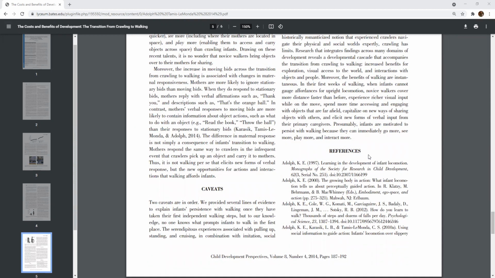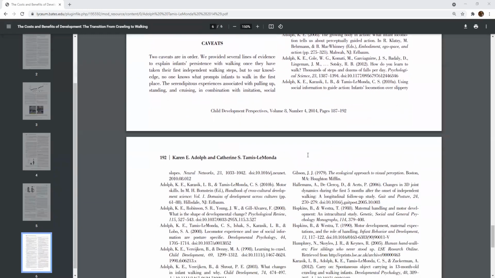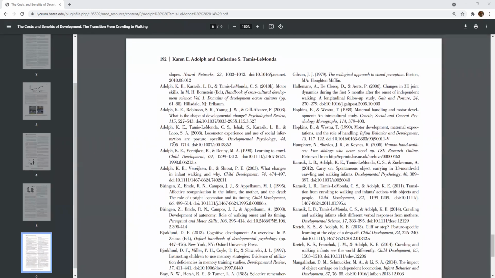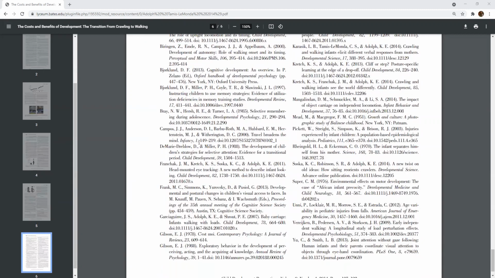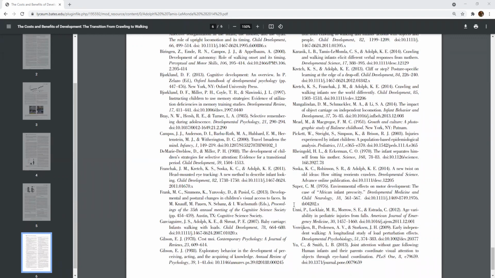And don't just skip past the references. I always like to look and see who they're citing. And so obviously Karen Adolph is citing herself a lot because she's done a lot in this area. But I like to look at who else they're citing. So again, a journal article is just one piece of a broader conversation. So who are these authors discussing in their conversation as they're discussing the literature? Okay, so come back to it.